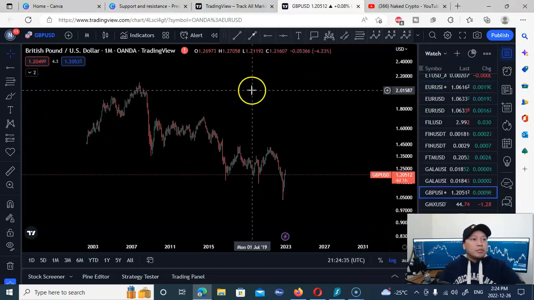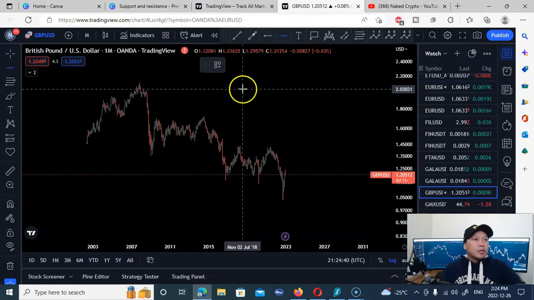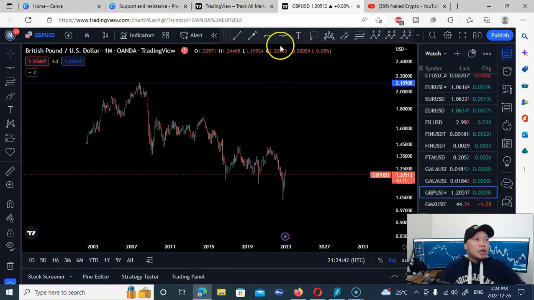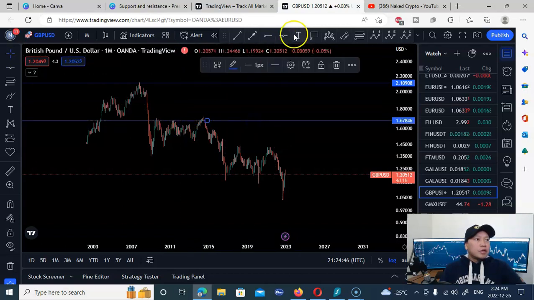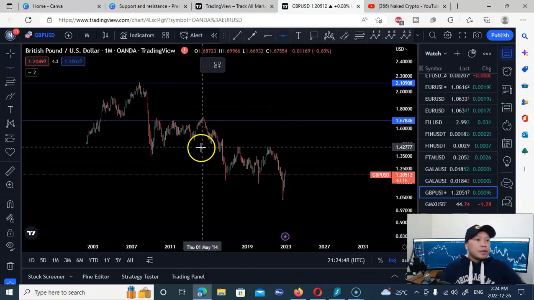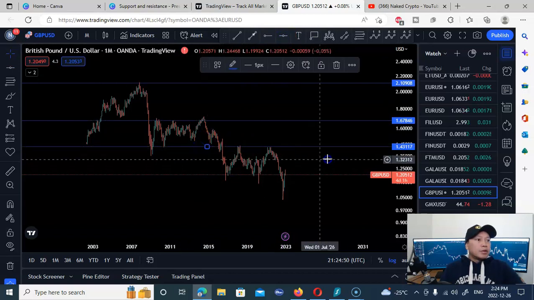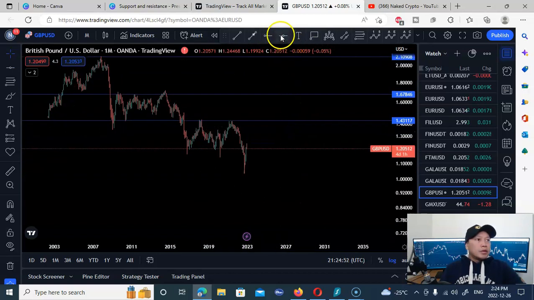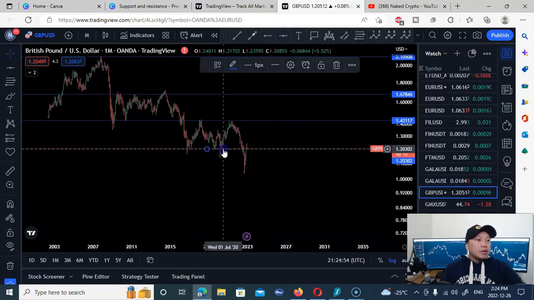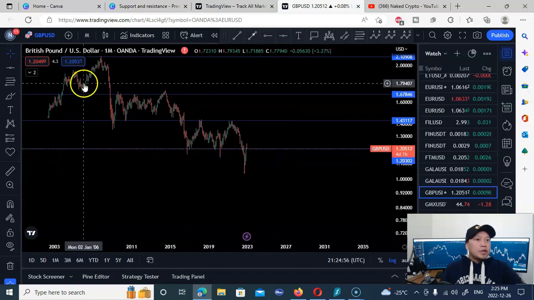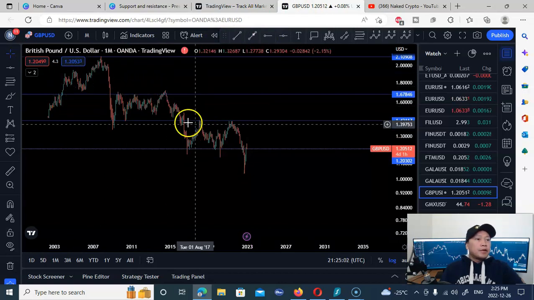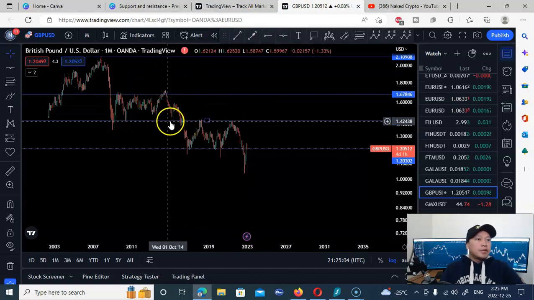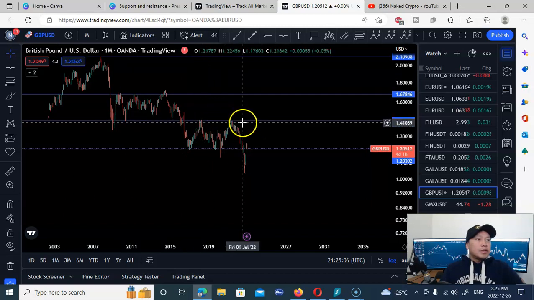Okay, so let's go to British Pound USD. On the monthly, again, we kind of see these levels here, and so somewhere here, and let's see somewhere here. Okay, because that's where the touches are, right? So here, here, and you have the touches here too. So you can see the touches here.